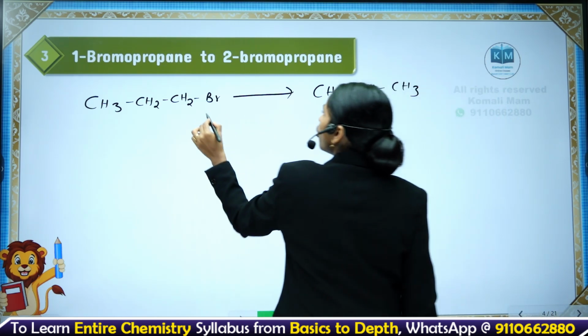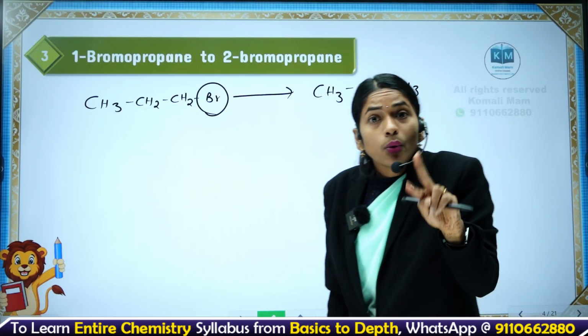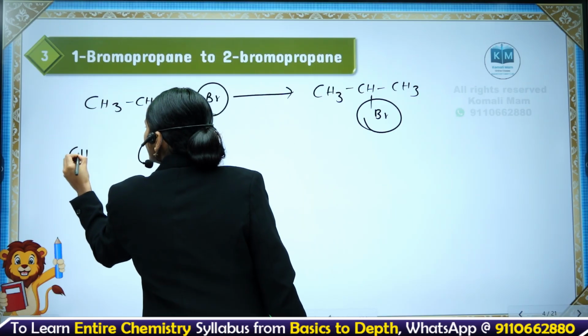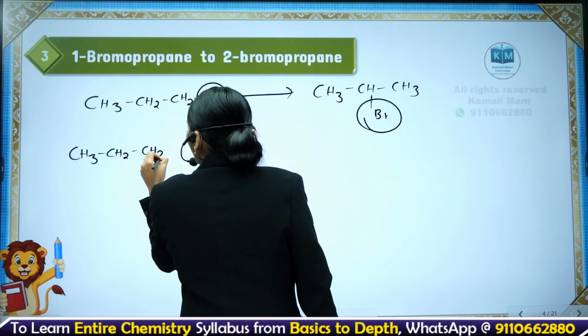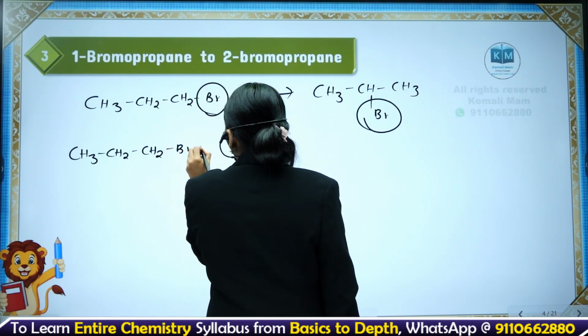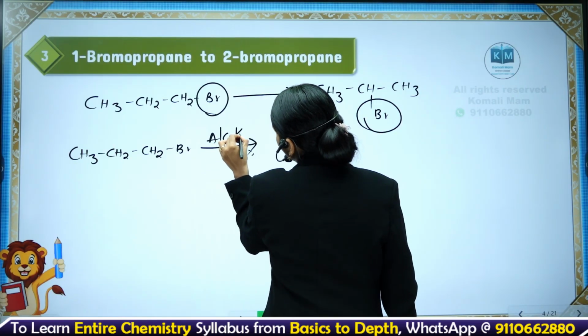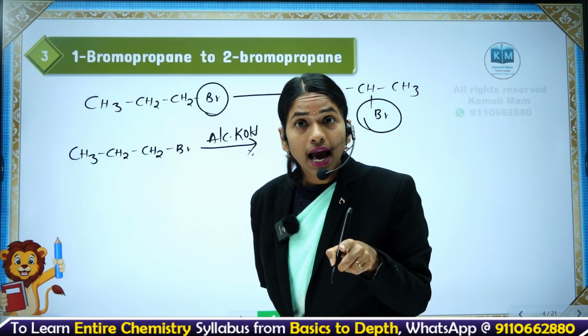In 1-bromo, bromine is at the first position. Here bromine is at the second position. How can we change that? How can we do that conversion? Let's see. CH3CH2CH2Br. Now add alcoholic KOH, a new reagent. Before, we used aqueous KOH. Now I am using alcoholic KOH.